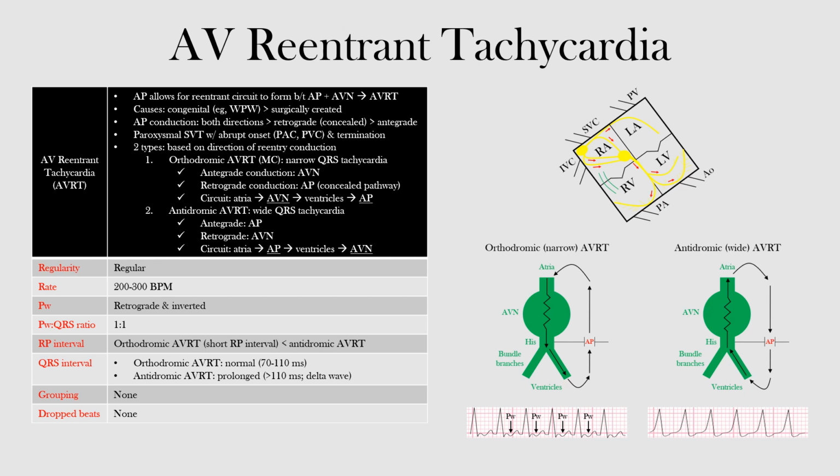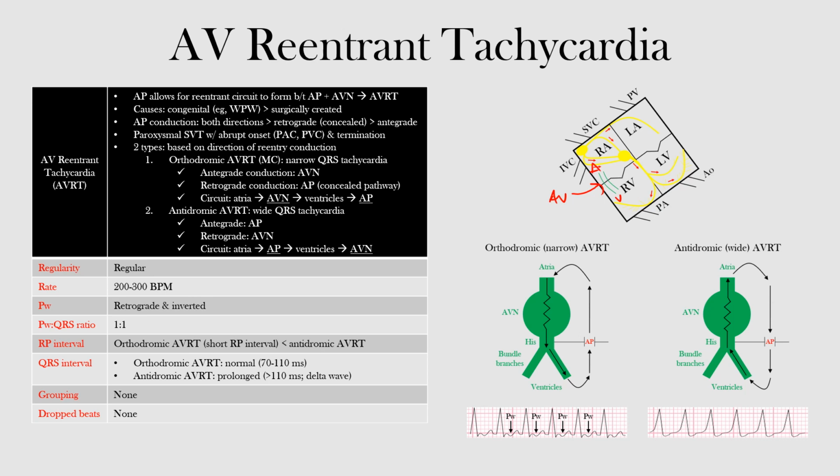AV reentrant tachycardia, or AVRT, is a form of paroxysmal supraventricular tachycardia that can occur when a reentrant circuit is present outside the AV node through an abnormal conduction pathway that connects the atria to the ventricles. You may also hear this abnormal AV connection referred to as an accessory or pre-excitation pathway or bypass tract. And if you look here, you can see that tract right here in green. That's our AV bypass tract, and it's going from the atria to the ventricles, hence atrioventricular accessory pathway.